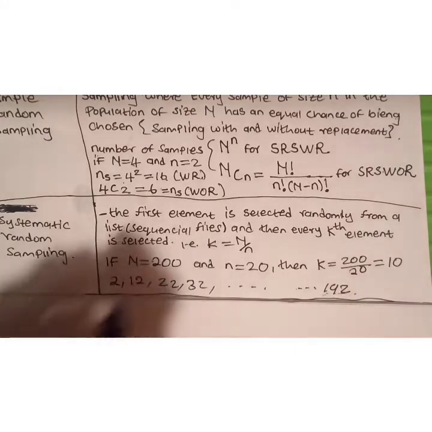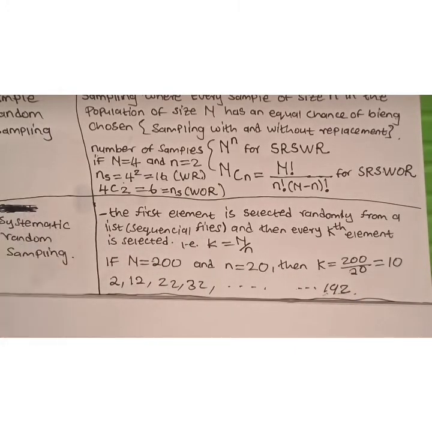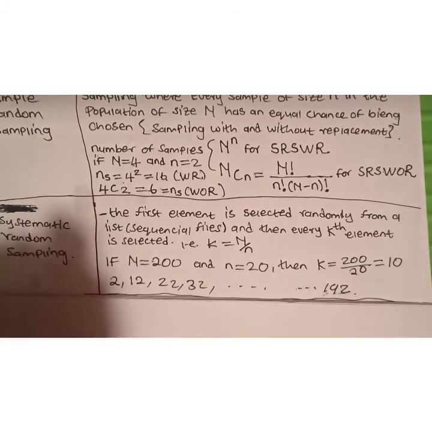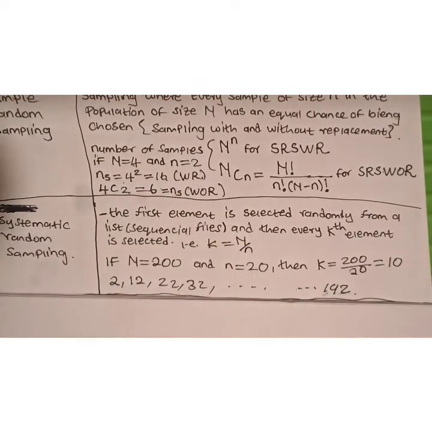So systematic sampling is a sampling where selection is done randomly at an interval. So now let's move to stratified sampling.